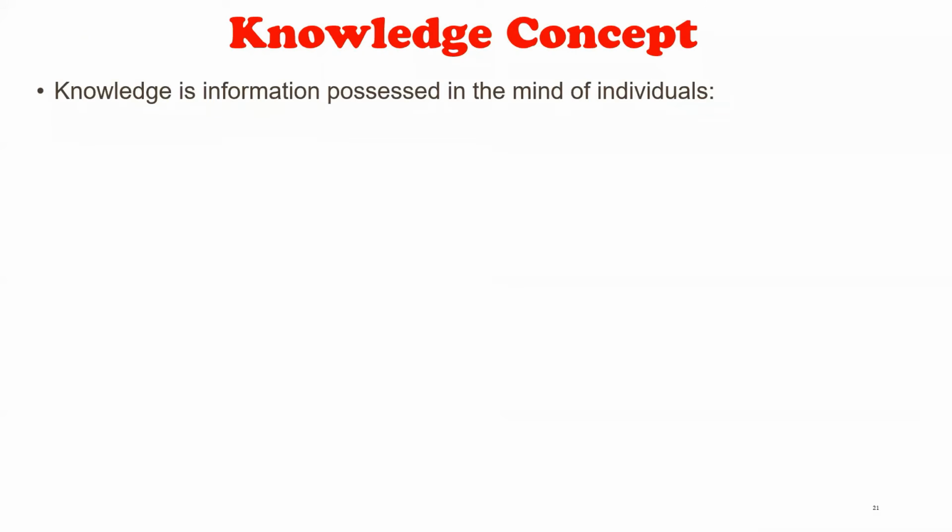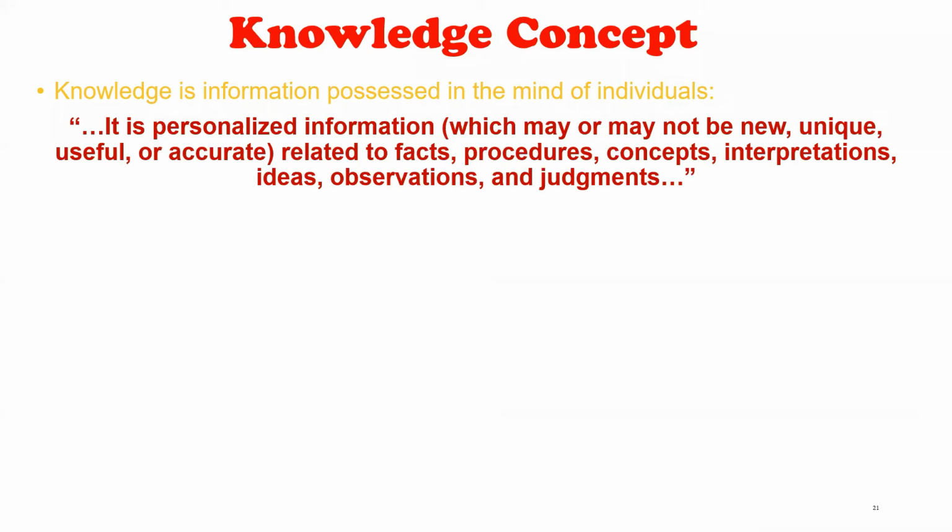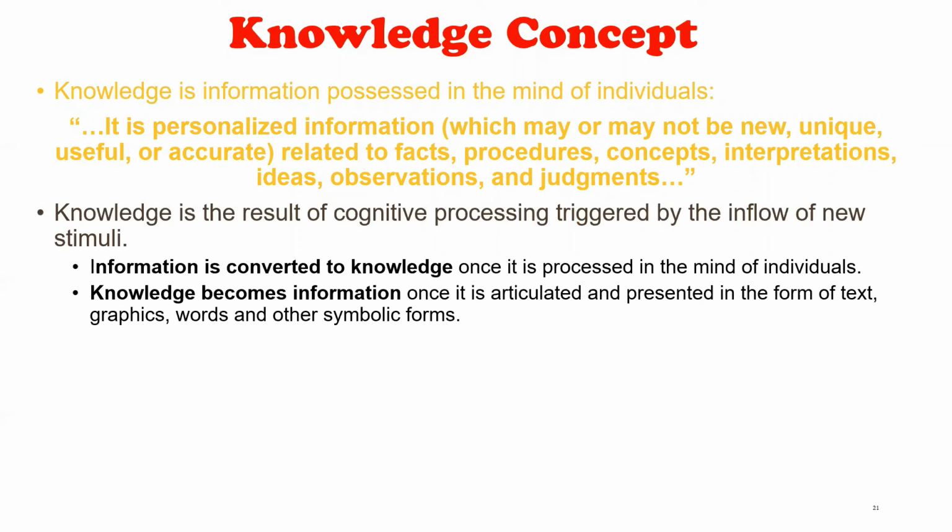Okay. So if you talk from the knowledge concept, knowledge is actually information possessed in the mind of individuals. So we are talking about human beings from this point of view. It is personalized information, like I mentioned to you: facts, procedures, concepts, interpretations, ideas, observations, and judgments. And it is also a result of cognitive processing, where there is a lot of stimulus.